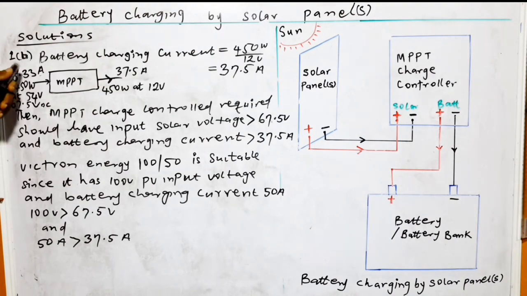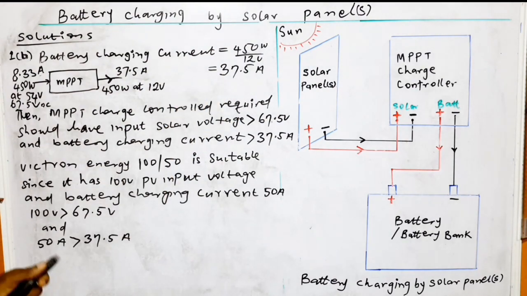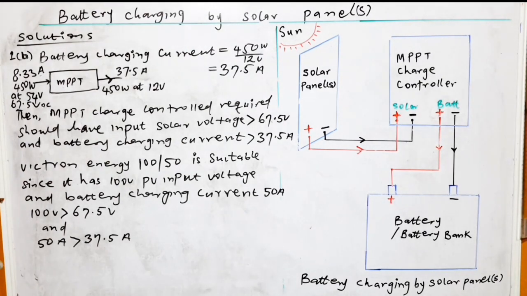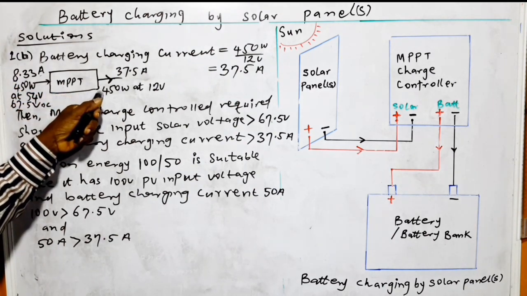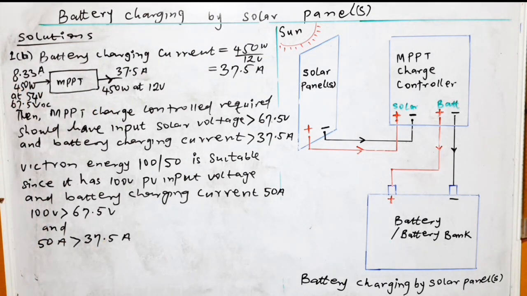Now, solution 1b, battery charging current is equal to this. One thing with MPPT charge controller is that it behaves like a transformer. The power on the solar panel side is equal to the power on the battery charging side, 450, as we calculated earlier. And this is the open circuit voltage total for the solar panel array.